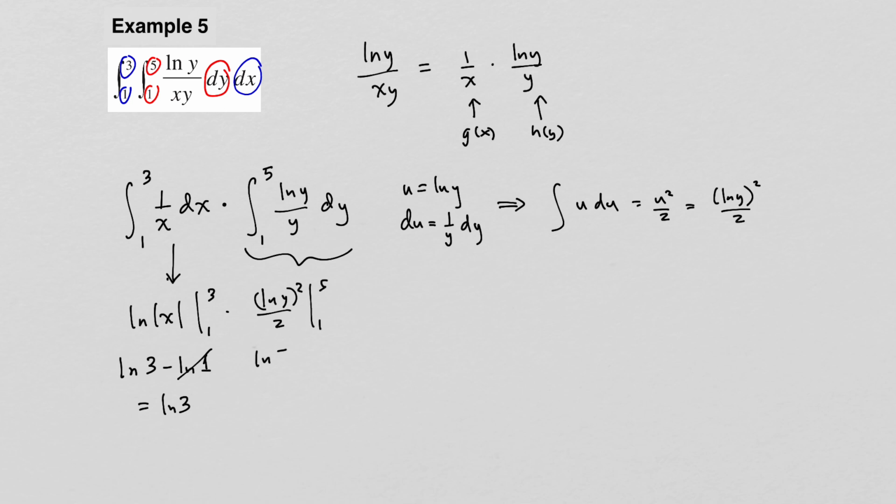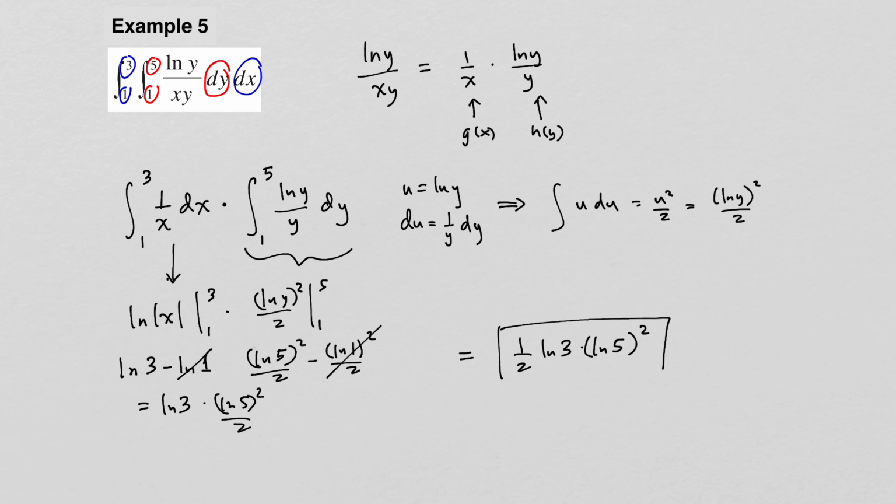This is going to be the natural log of 5 squared over 2 minus the natural log of 1 squared over 2, which of course is 0. And so it's just the natural log of 5 squared over 2. So our final value here is 1/2 natural log of 3 times the natural log of 5 quantity squared. And that concludes this video lesson.